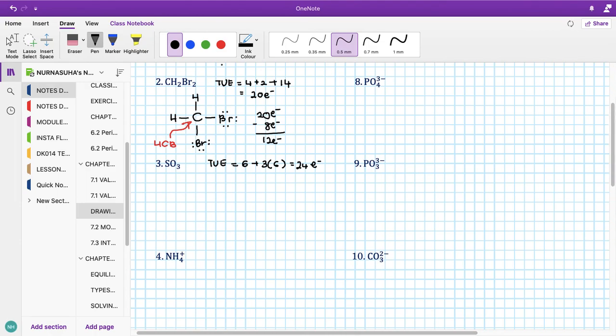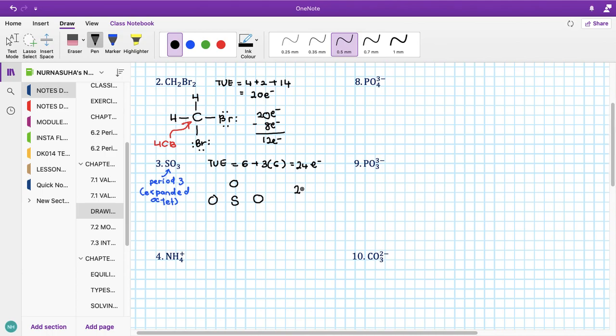Okay, now you have to be very careful here. Sulfur is in period 3. Okay, so period 3, as we discussed before, can form more than 8 valence electron. So means that it can form expanded octet. Dia akan ada lebih daripada 4 covalent bond. So, sulfur in the middle, surrounded by 3 oxygen.